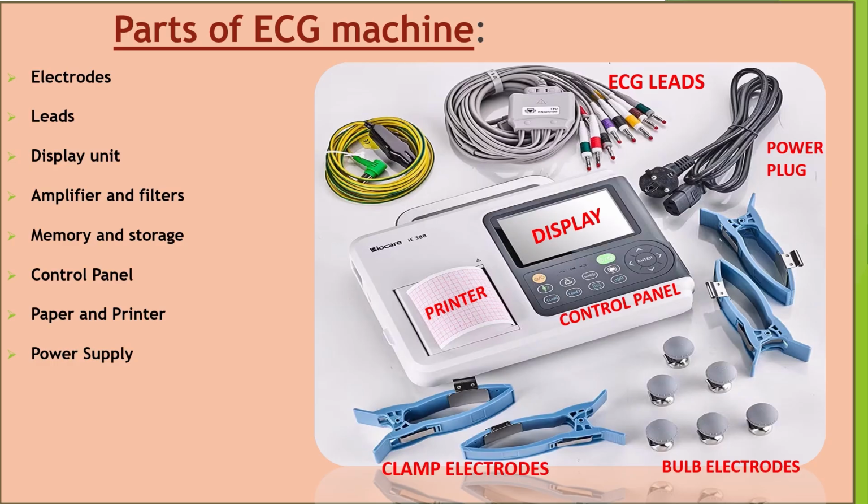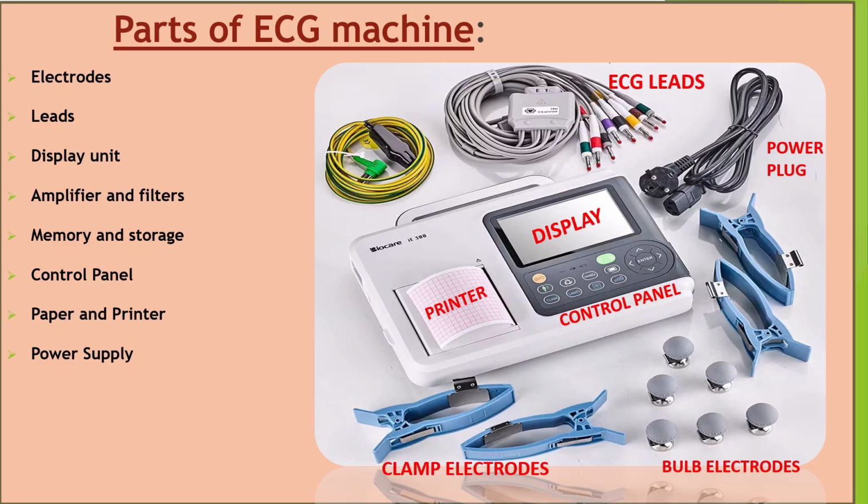Next is ECG leads. ECG lead cables connect the electrodes to the ECG machine. They transmit the electrical signals captured by the electrodes to the ECG machine for processing and display. The ECG machine has numerous leads. Each lead records electrical impulses from a specific heart location.